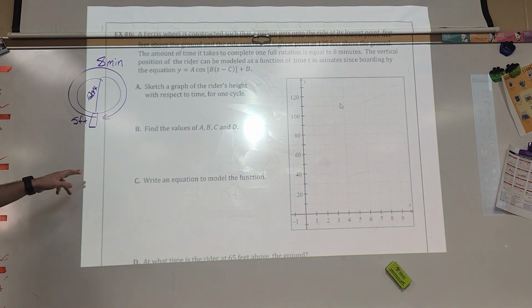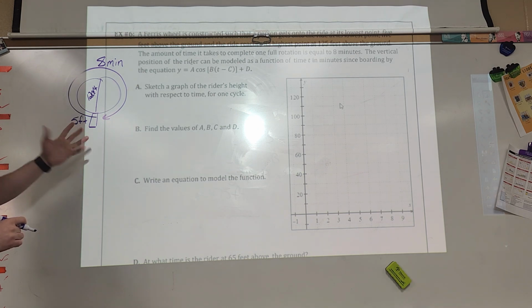So I would graph it first. What's my midline going to be?